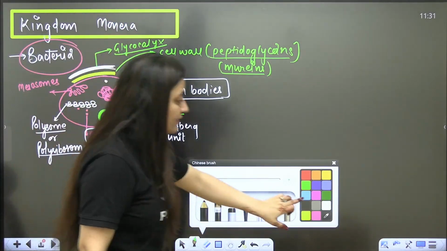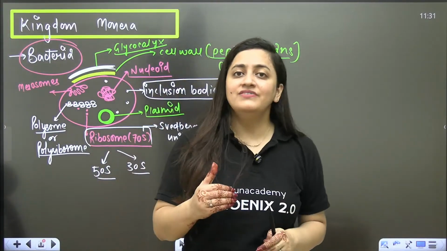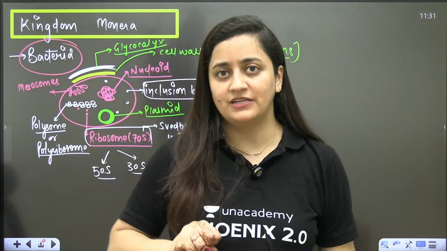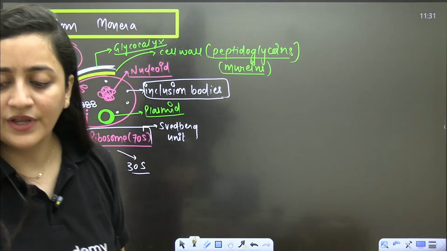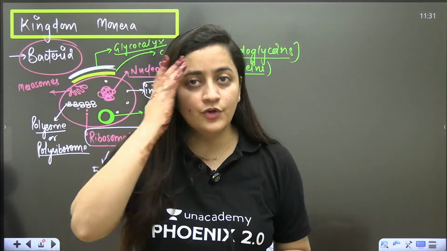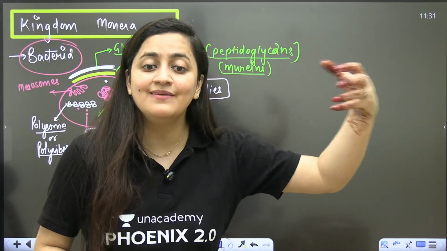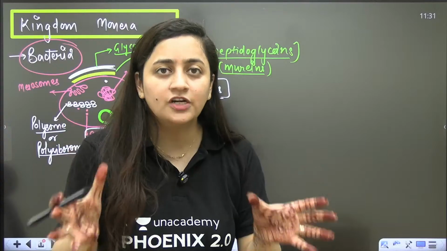So overall in kingdom Monera, what do we need to focus on? Obviously, we need to know about the types of bacteria. We will discuss Archaebacteria and Eubacteria. Archaebacteria, the primitive ones, and Eubacteria, the true bacteria.